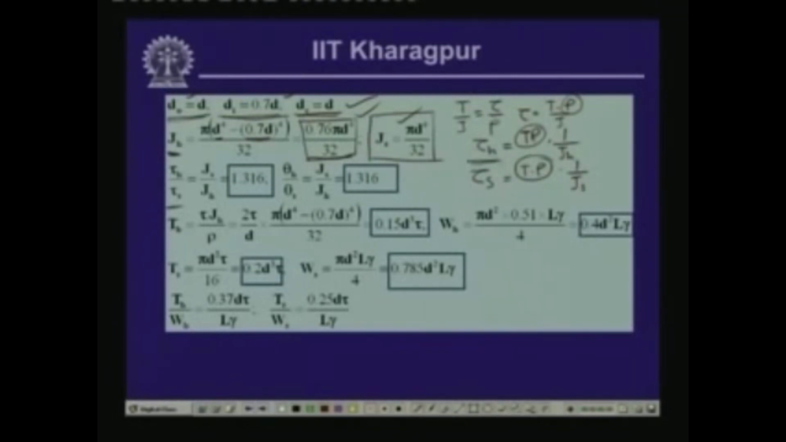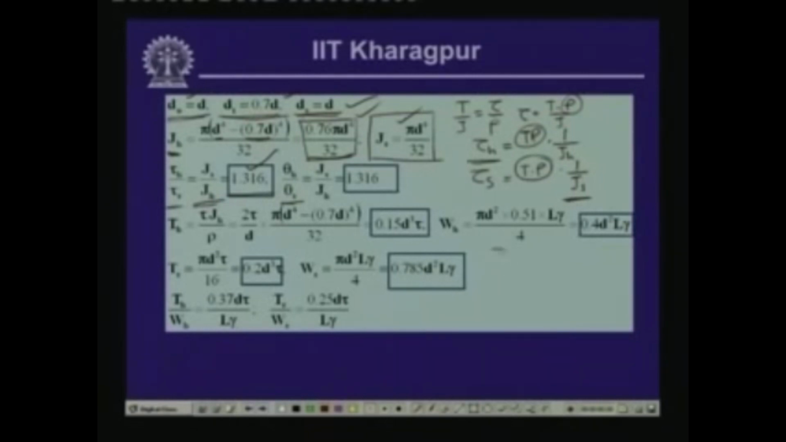So, tau H by tau S will be the J for the solid by J for the hollow, and this is what has been done over here. And if you compute the ratio of JS to JH, you will find that this value comes as 1.316.